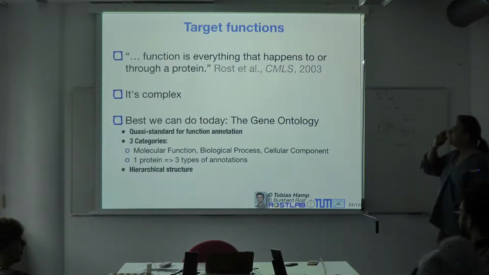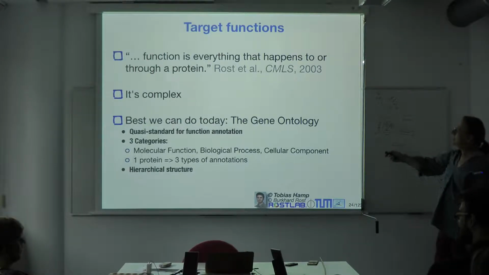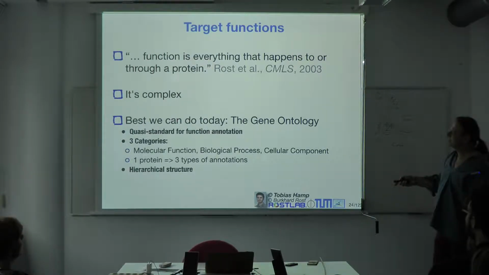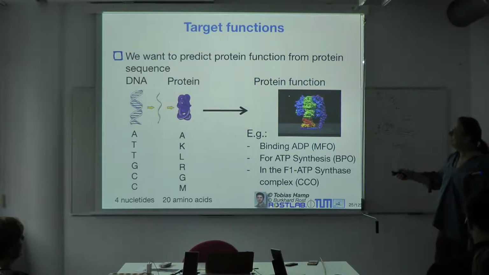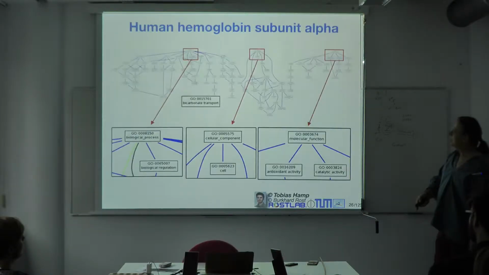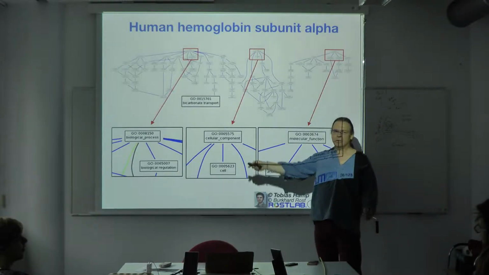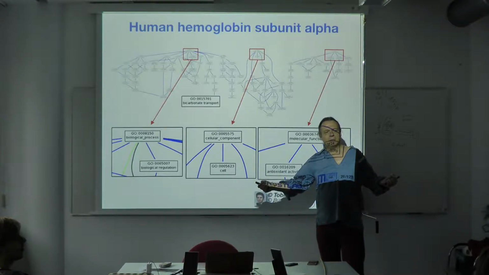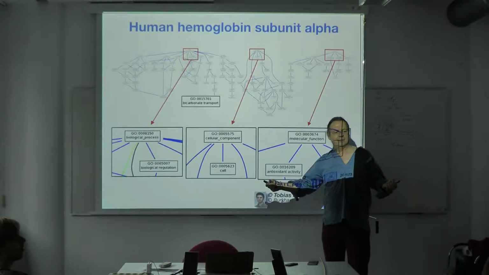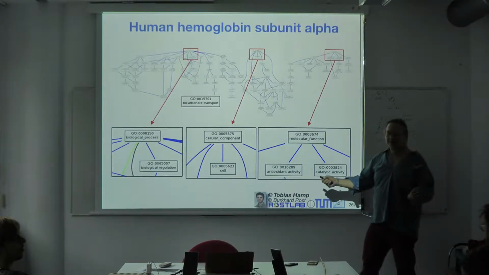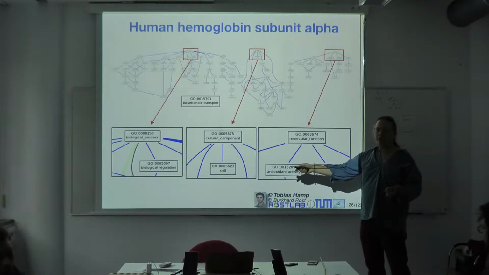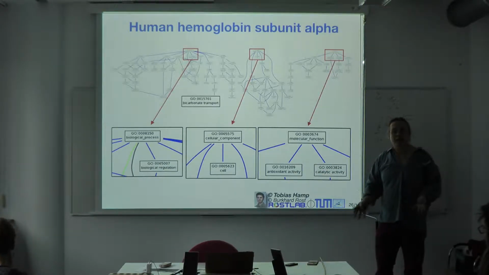Okay, so let's just look at what we do. Again, function is anything that happens to or through a protein, and we define function as GO category. GO has 3 different levels. There's the biological process, essentially what pathway are you part of? Then there is the cellular component. This essentially means localization. Where are you in the cell?